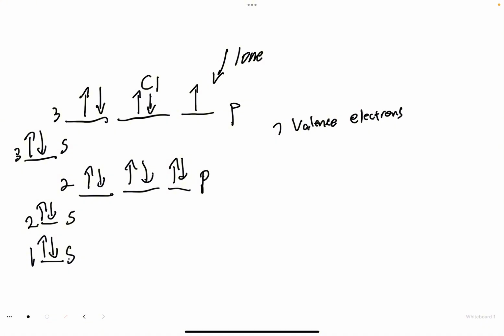And we can also write it as an electron configuration. So it is 1s2, 2s2, 2p6, 3s2, 3p5. And that would be the same thing as chlorine.